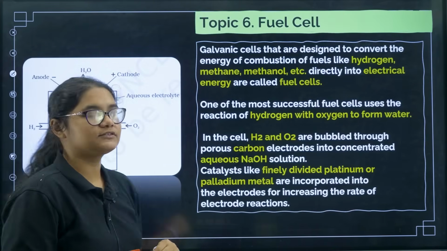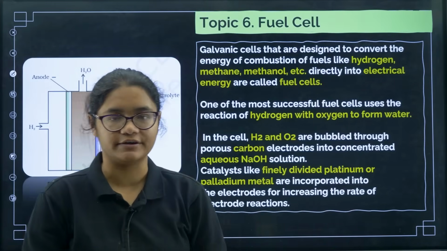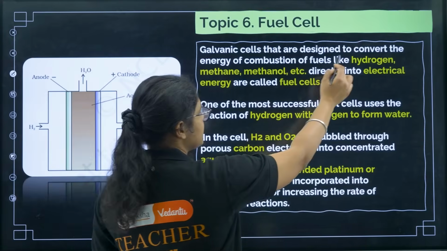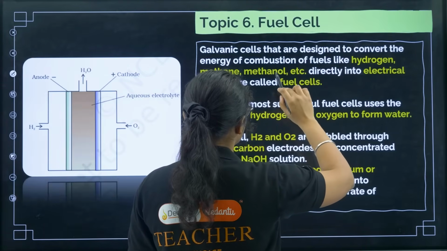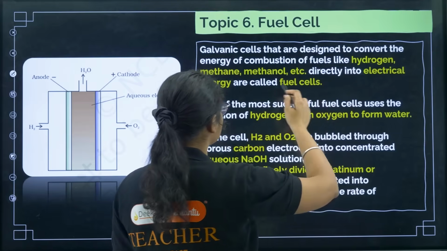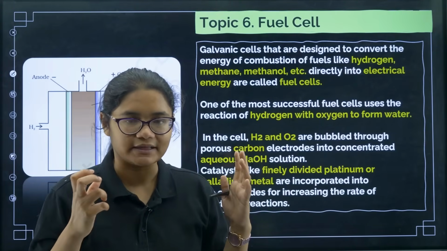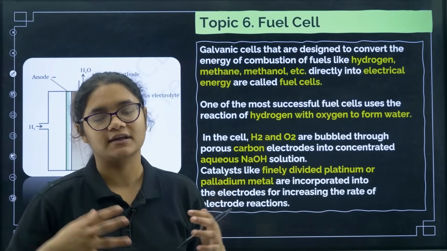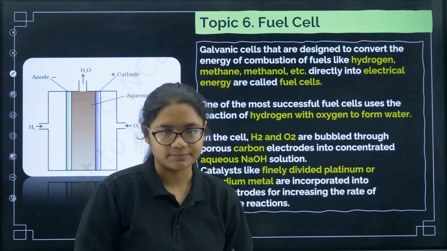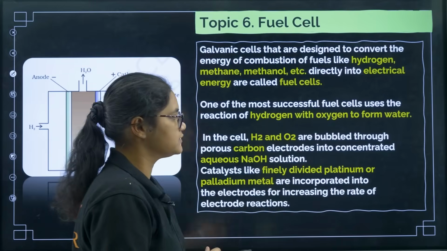Fuel cells are the cells where the energy is produced due to the combustion reaction. Galvanic cells that are designed to convert the energy of combustion of fuels like hydrogen, methane, methanol, etc. directly into electrical energy are called fuel cells. These are a type of galvanic cell where the combustion reaction takes place and is converted to electrical energy.